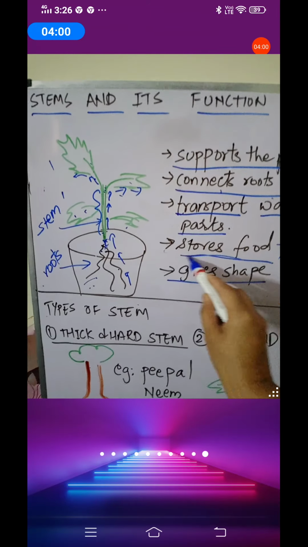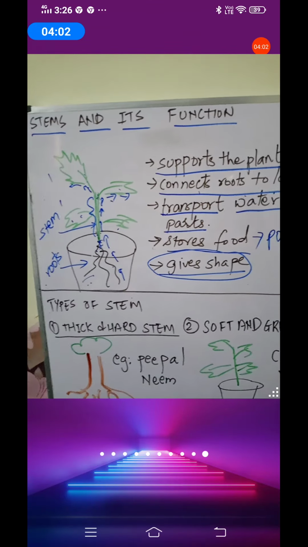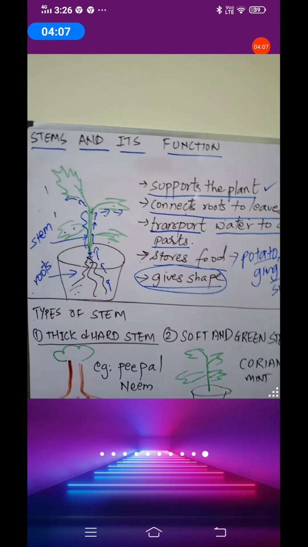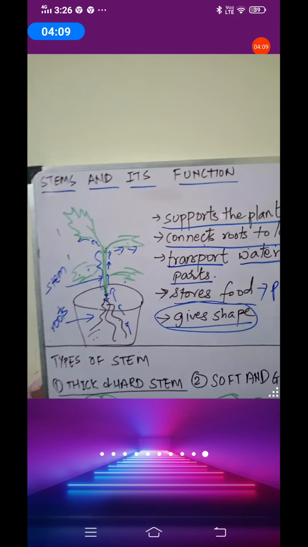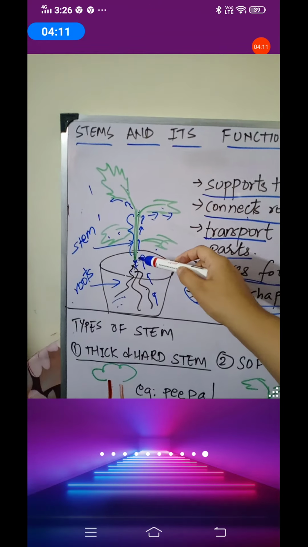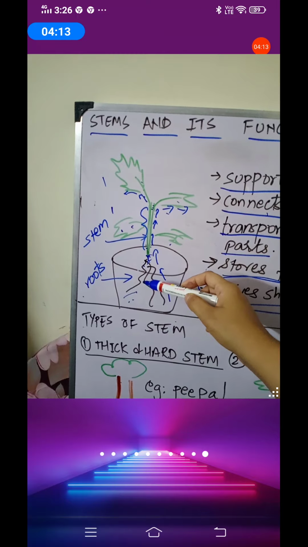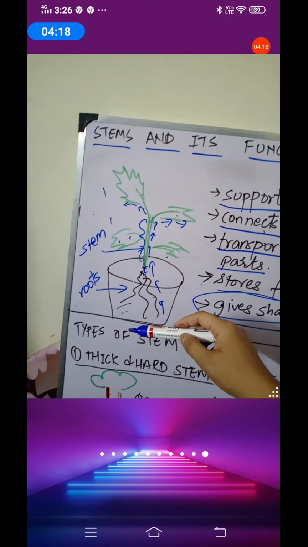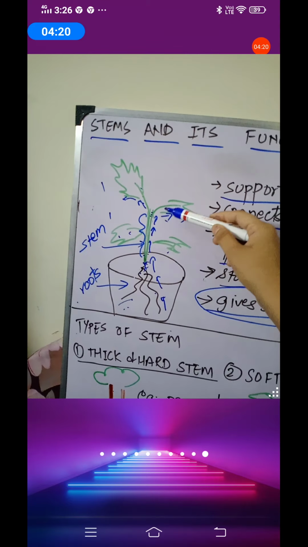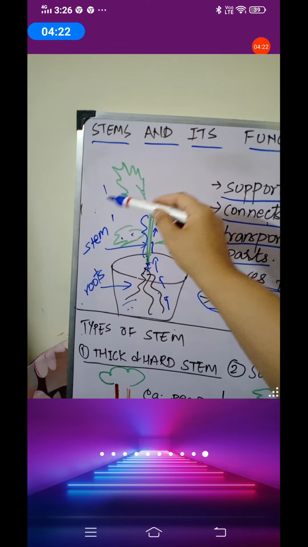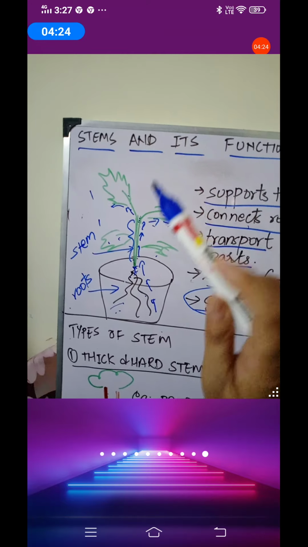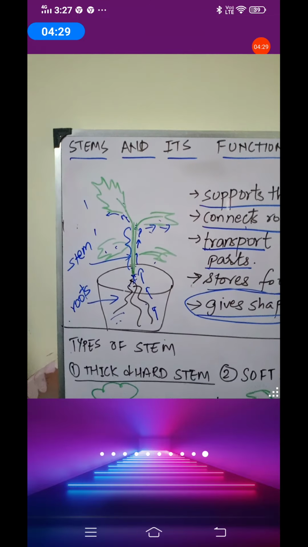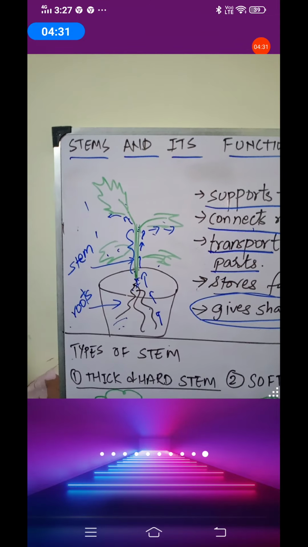This point I will explain below. I'll show you how the stem is giving shape. So let's go through the stem and its functions again. Stem supports the plant. Stem connects the roots to the leaves. Stem transports the water to different leaves and different parts. Stem is storing food, and stem gives shape.